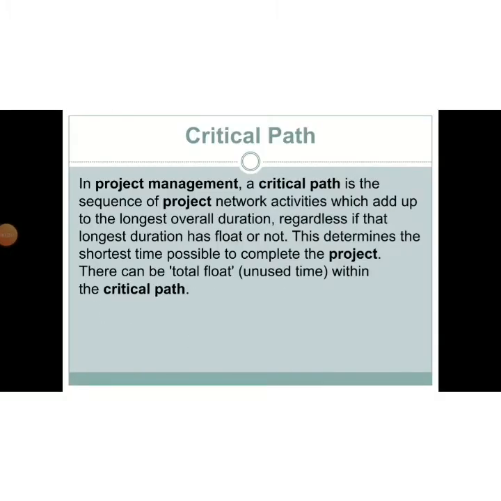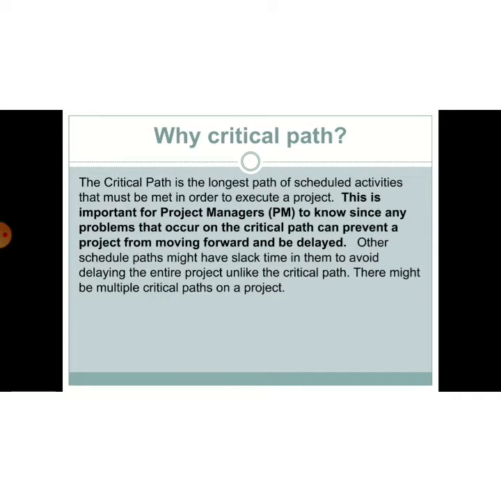So what is critical path? In project management, a critical path is a sequence of project network activities which add up to the longest overall duration, regardless if that longest duration has float or not. This determines the shortest time possible to complete the project. Now, why should a project manager know about the critical path? It is important for project managers to know since any problems that occur on the critical path can prevent a project from moving forward and be delayed.